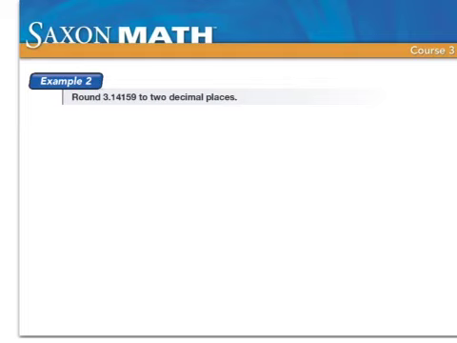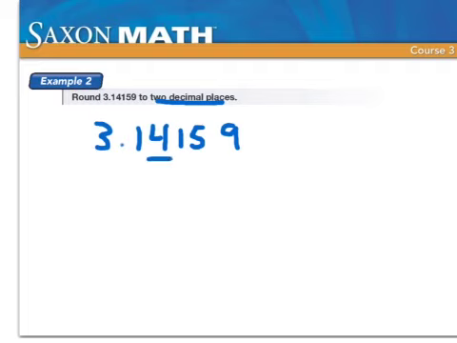For example 2, we're taking 3.14159 and rounding it to 2 decimal places. So let's rewrite our number here. Again, the first thing we need to do is underline the place value we're rounding to. It says 2 decimal places, which means 2 places after the decimal. So I'm rounding to this spot right here.